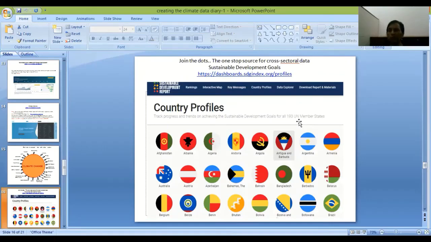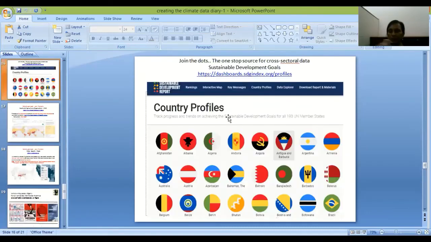The first and the foremost interesting resource for this could be your dashboard on Sustainable Development Goals. This is a screenshot of the dashboard. You can check out your country's progress, obvious indicators on climate change and other development indicators. They also come out with annual reports, countrywide reports. This is a must to connect the dots between climate change and other development indicators countrywide.